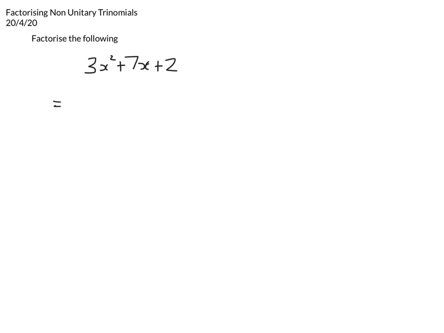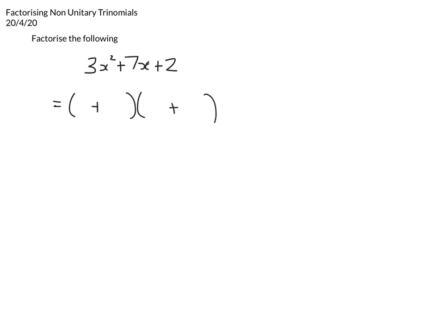Step 1, is there a common factor? No. Do I have something squared take away something squared? No. So I'm going to have double brackets. I look at my signs, I've got a plus and a plus. The plus here tells me that both signs are going to be the same. Plus here tells me that they're both going to be positive.